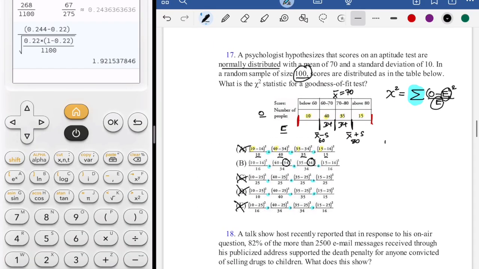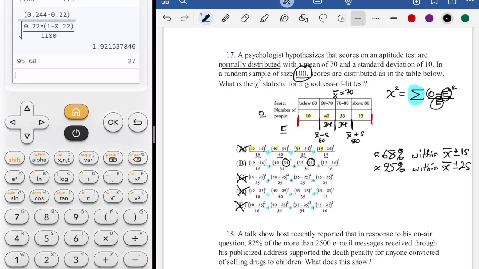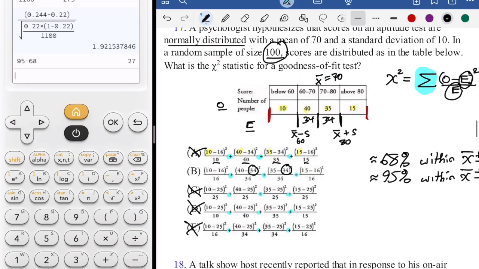So about 68% within X bar plus or minus 1s, about 95% within two standard deviations. All right, so if I take my 95 and subtract from it the 68, because I already accounted for 68%, we're looking at about 13 and a half, so 14%.